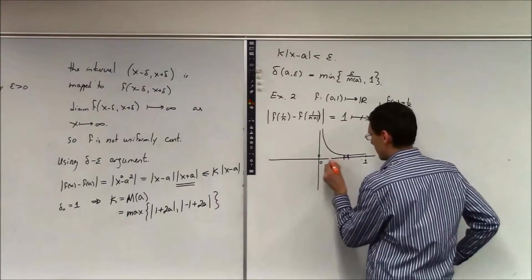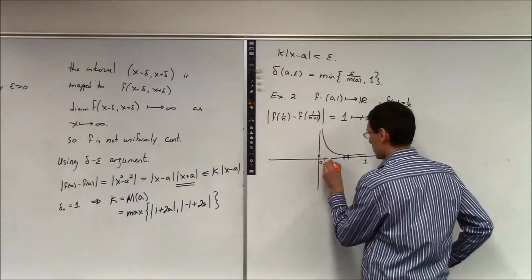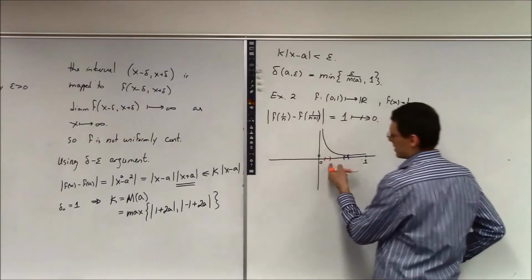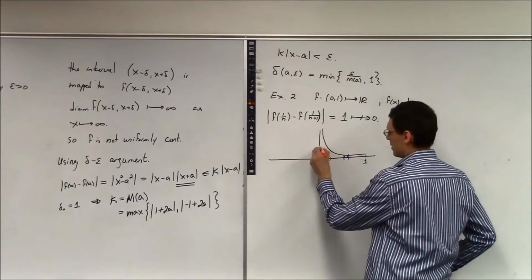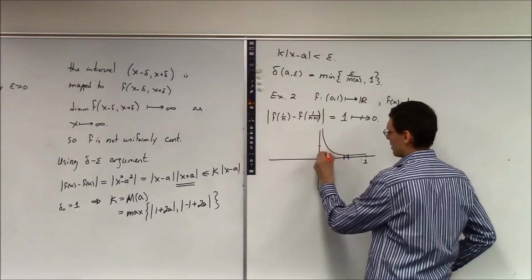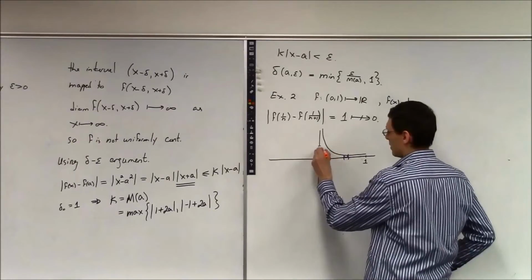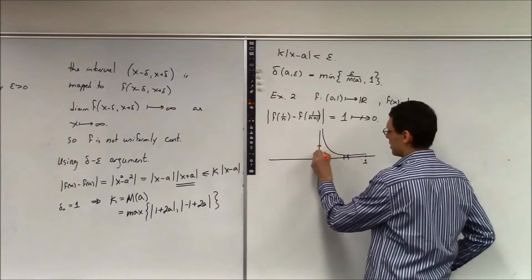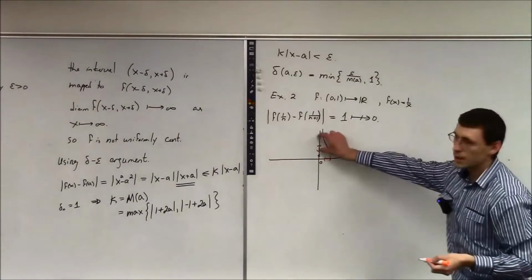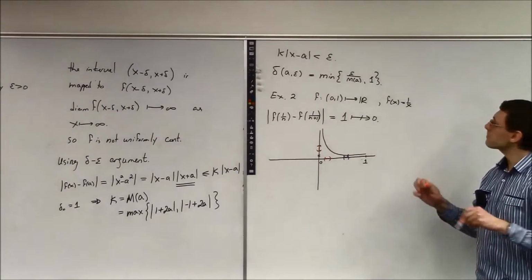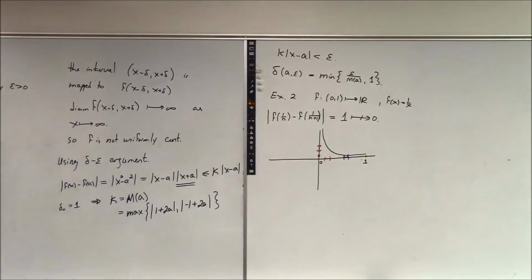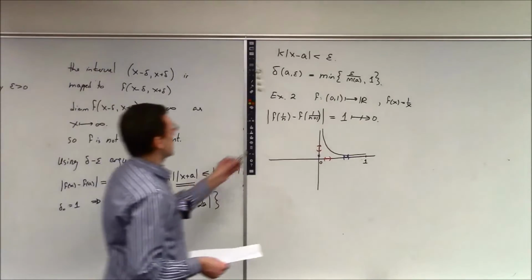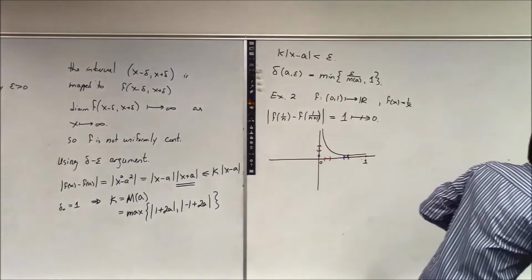If I move the same size interval close to 0, notice I keep it the same size. So that would be something like this, much bigger. And the closer I move it to 0, the wider is this interval. So this fact tells you that the function cannot be uniformly continuous.